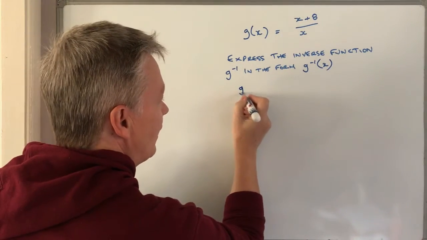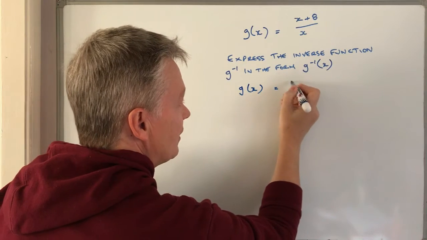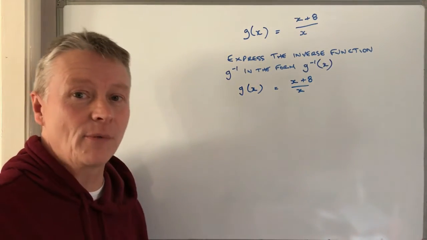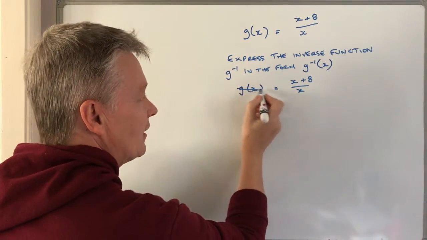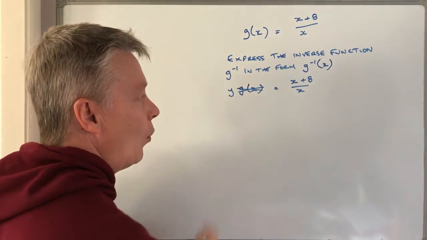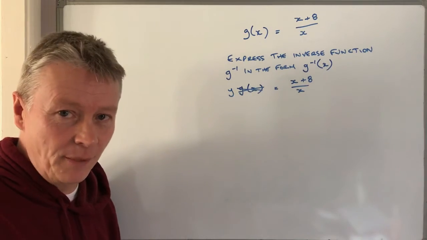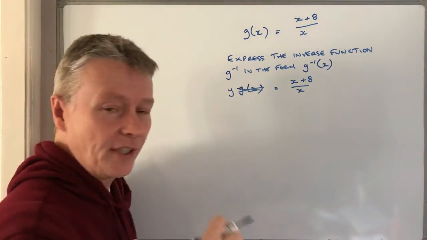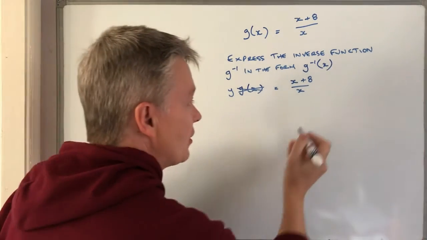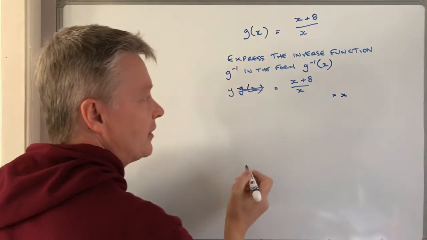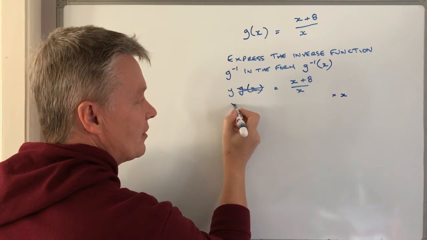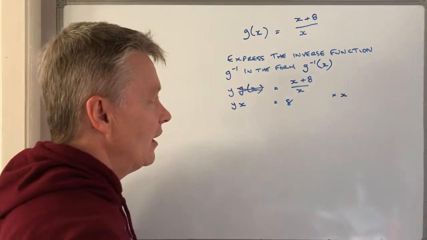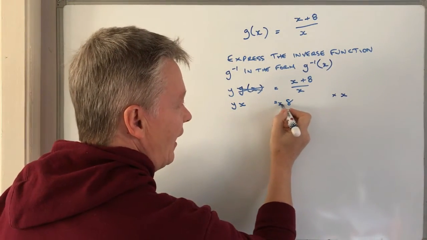So what I'm going to say is, well, I've got g of x equals x plus 8 over x, and exactly the same way as I did last time, I'm not going to deal with that. I'm just going to call that y because it's just much easier to manipulate. Okay, so I need to get x the subject of the formula. The first thing I'm going to do is multiply both sides by x, and if I do that, I lose this bottom x and this becomes yx equals, I beg your pardon, x plus 8.